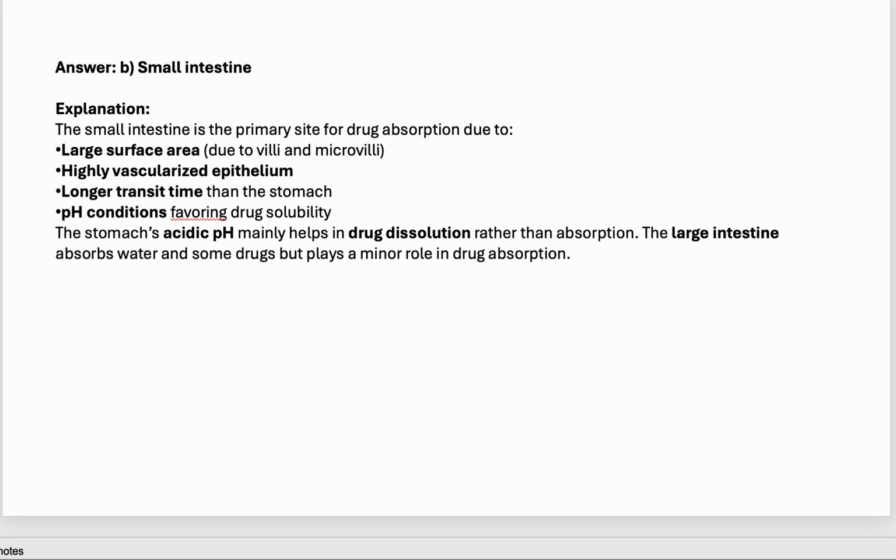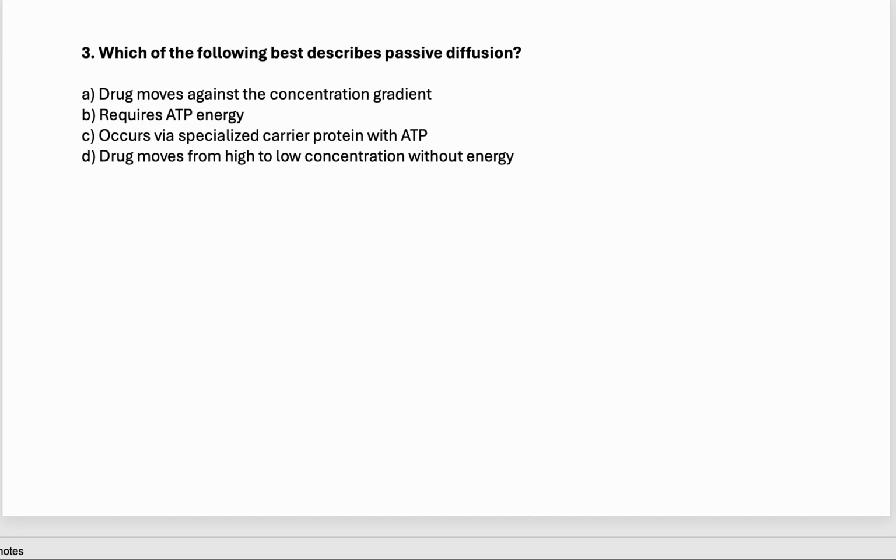Is this clear? Yeah, perfect. Let's move to the next question. Which of the following best describes passive diffusion? A. A drug moves against the concentration gradient. B. Requires ATP energy. C. Occurs via specialized carrier proteins with ATP. Or D. Drug moves from high to low concentration without energy.